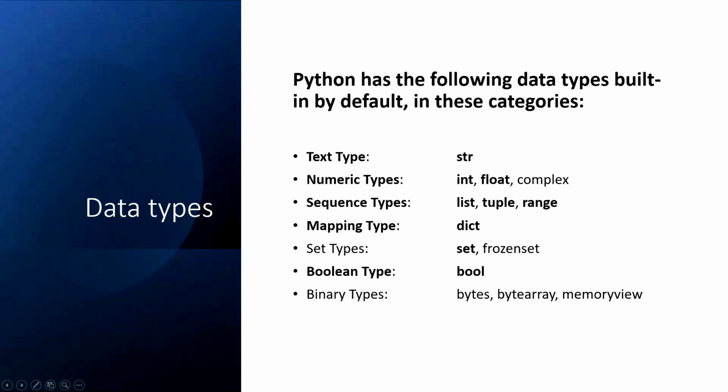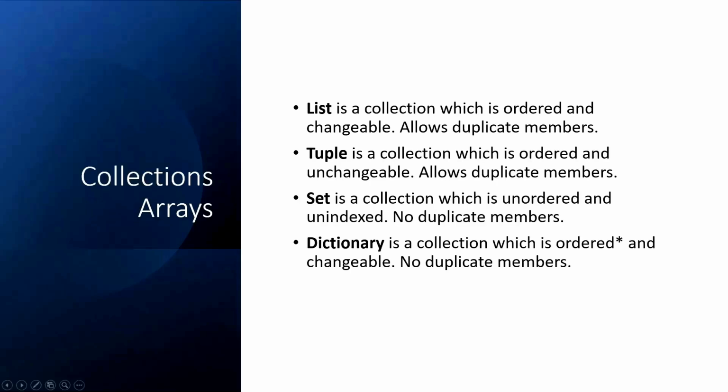Now next you got collection array data types. We have got four of them. The first one is list. A list is a collection which is ordered and changeable. So once you create it, it is in a particular order and you can change it as well, and it allows duplicates.